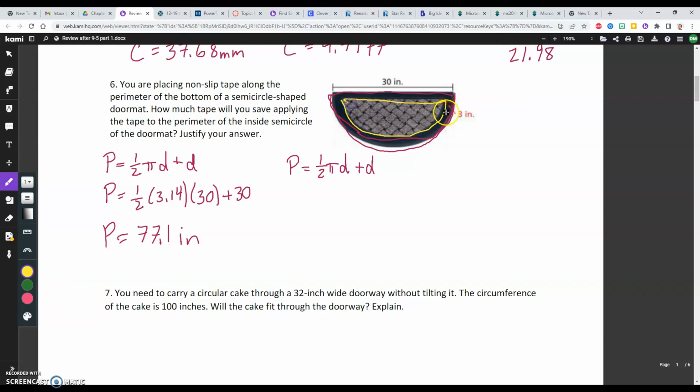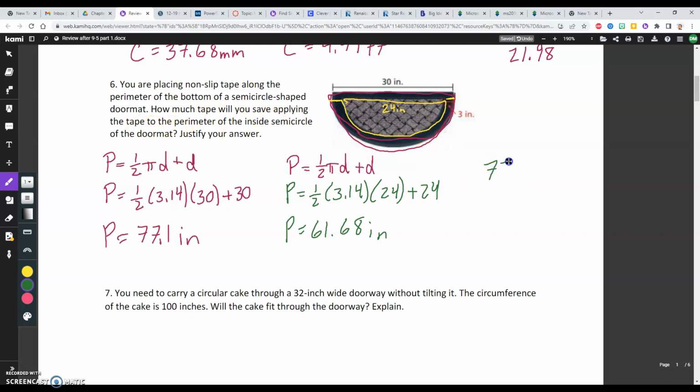But the trick with this inside region is that it's 3 inches shorter. And so that means that it's 3 inches shorter here and 3 inches shorter over here, making this 24 inches across in diameter. So that means we really have P equals 1/2 times 3.14 times 24 plus 24. And that is 61.68 inches.